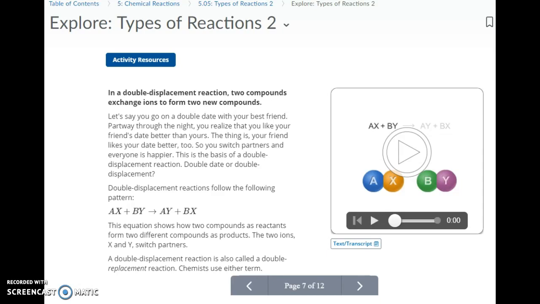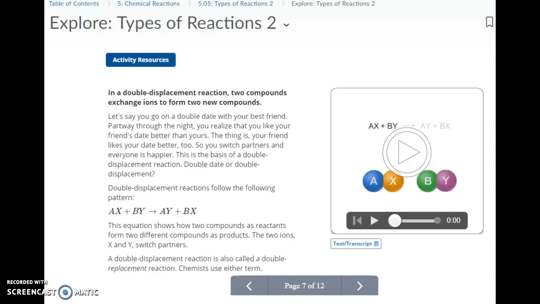Let's say you go on a double date with your best friend. Partway through the night, you realize that you like your friend's date better than yours. The thing is, your friend likes your date better too. So you switch partners and everyone is happy, and it sounds like a really sad comedy show. This is the basis of a double displacement reaction. Double date or double displacement. Ha ha ha ha ha.